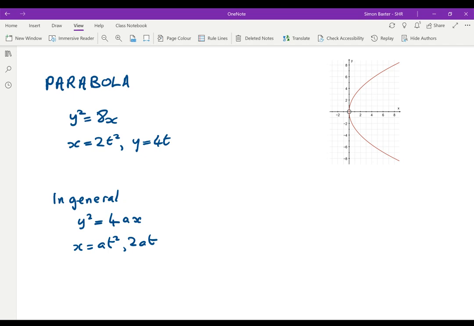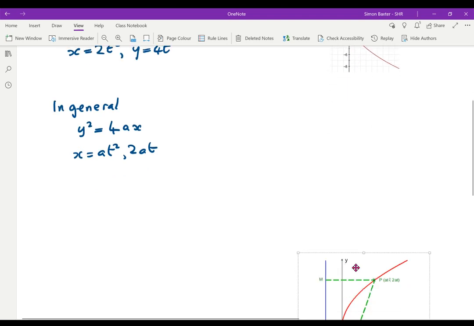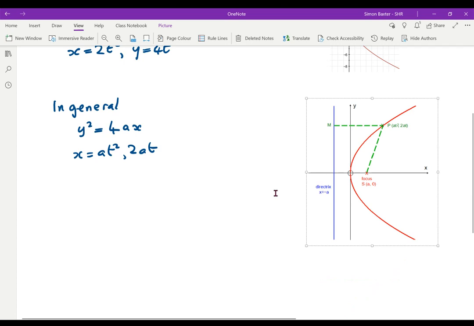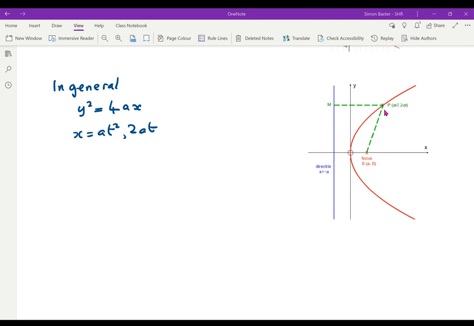We're now going to look at the significance of that letter a. Let's look a little bit further down and bring this fellow up. And here we have a parabola, and the equation of this parabola is y squared equals 4ax. One or two special things about it. The point down here at (a, 0) is called the focus.